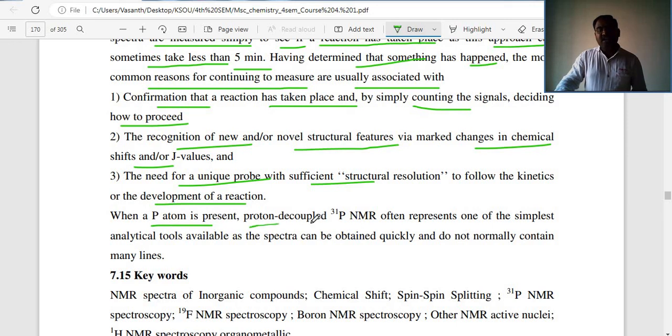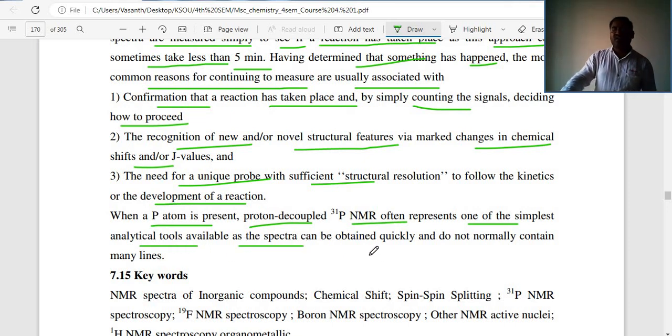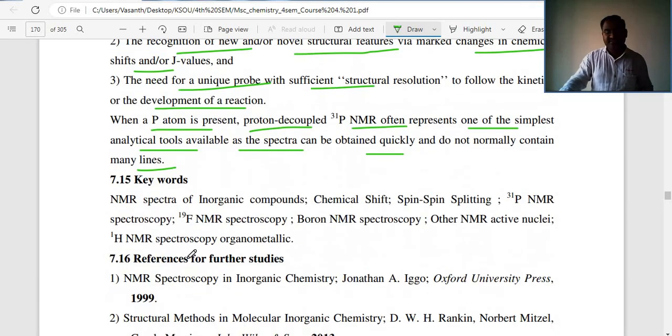When a phosphorus atom is present, proton-decoupled phosphorus NMR often represents one of the simplest analytical tools available, as the spectra can be obtained quickly and do not normally contain many lines.